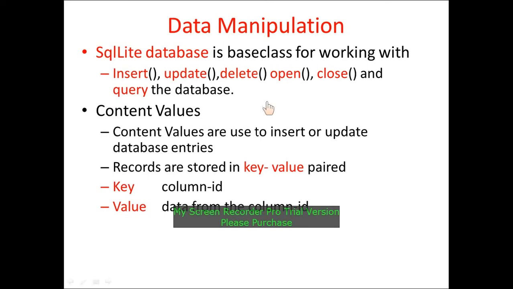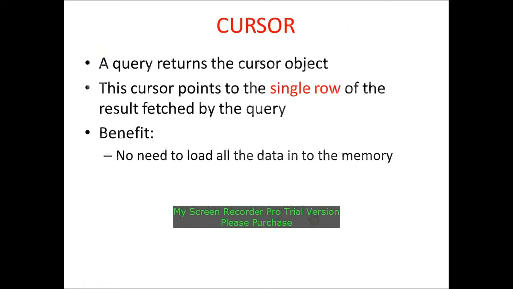So in content values, these records will be stored in the key value pair. So key will be the column ID, value will be the data in the column. So for example, if I have a key as, for example, employee name, the value will be the Ram, Sham, or whatever the employee name is.